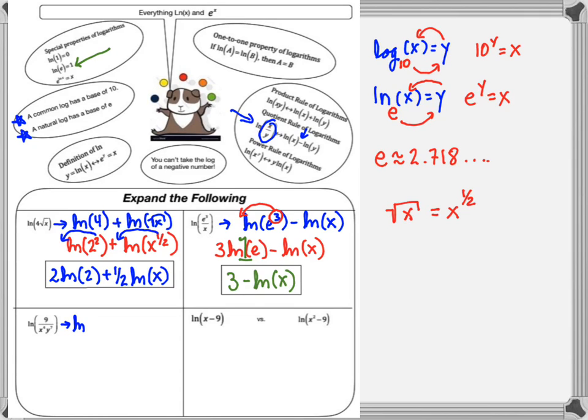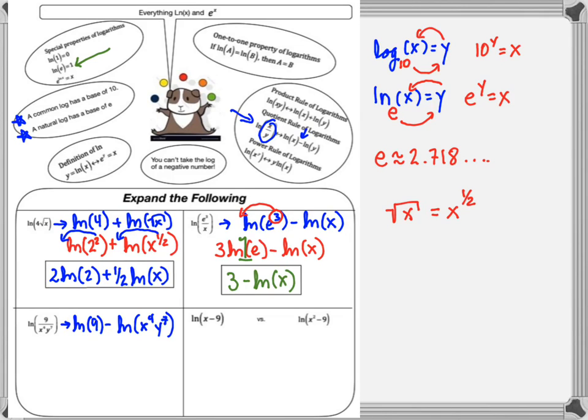And I'm going to get ln, oops, I like to put everything in parentheses, minus ln of x to the 4th. I think that's to the 4th. I can't really see, and so if it's not, then you'll have to change it. So y to the 7th.